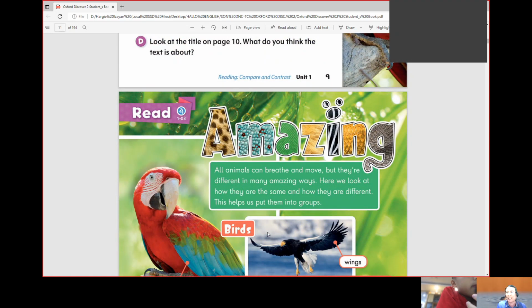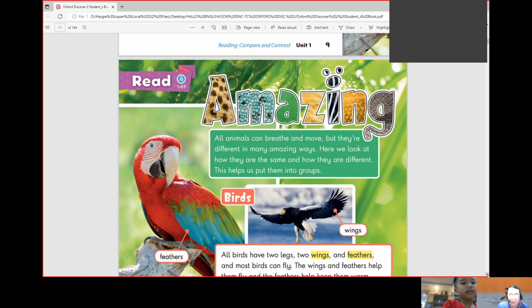So we have here a story called Amazing. Did you study this one already? Are you done studying this one? Would you kindly tell me what the story is all about? Can you still remember the story? The title of the story is Amazing. Can you tell me what it is all about? Can you still remember or you cannot?